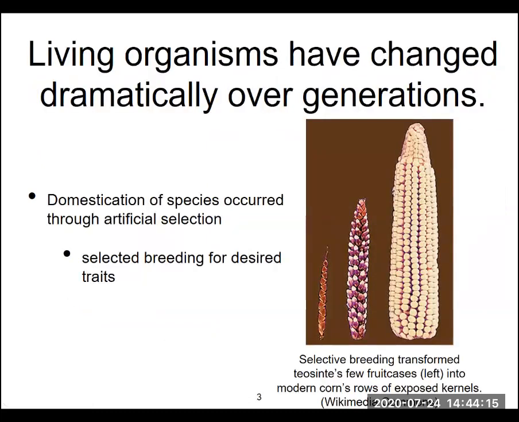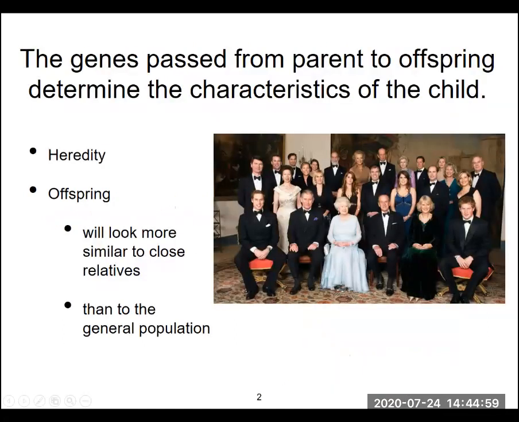Now, over thousands of years, even millions of years, living organisms have changed dramatically over generations. One of the main reasons for that is the process of evolution, but humans have had an impact on that too. Humans have gone through what we describe as domestication. We've taken wild things and domesticated them, made them less wild and more towards what we're interested in. What we do is a process of artificial selection, where we do selective breeding for desired traits, again based on the idea that offspring are going to look more like their parents than the general population.